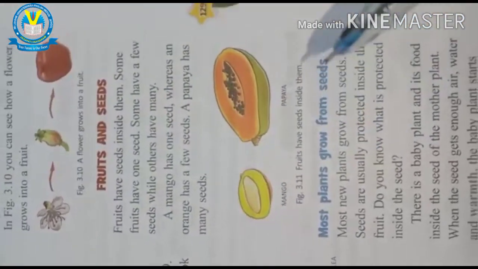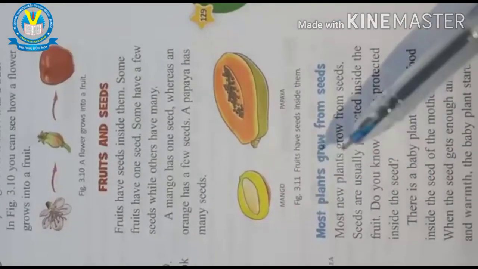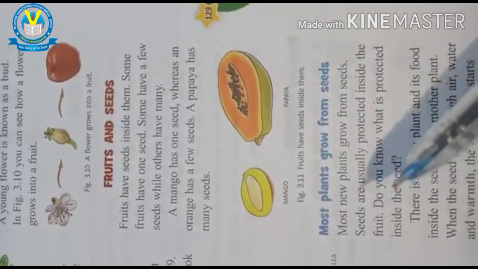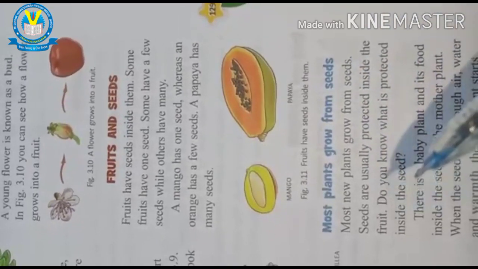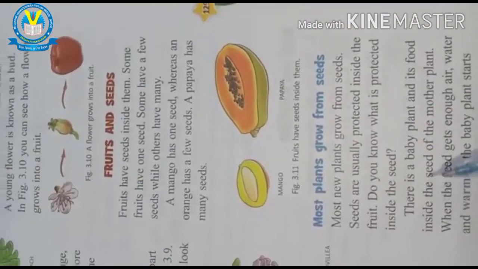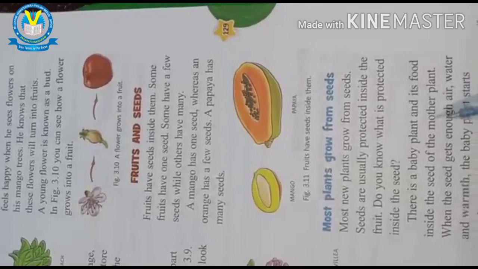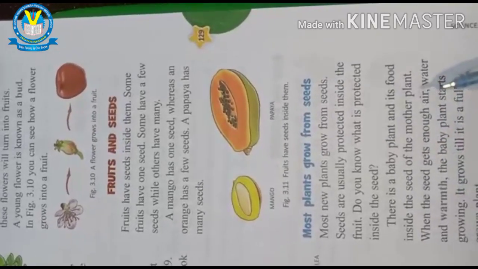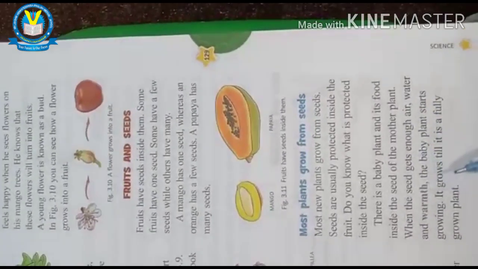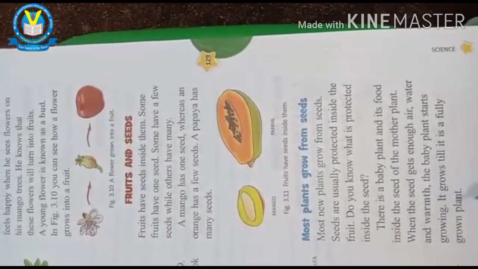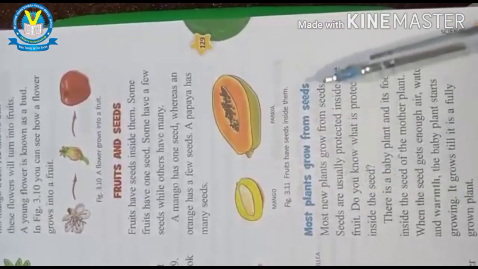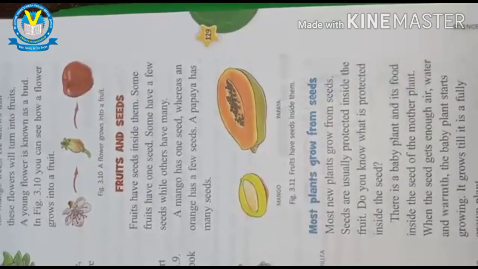Most plants grow from seeds. Most new plants grow from seeds. Seeds are usually protected inside the fruit. Do you know what is protected inside the seed? We can see now, there is a baby plant. When the seed gets air, water and warmth, the baby plant starts growing. It grows till it is a fully grown plant. We can see not only papaya and mango but also coconut, these all grow from the seed of a plant.